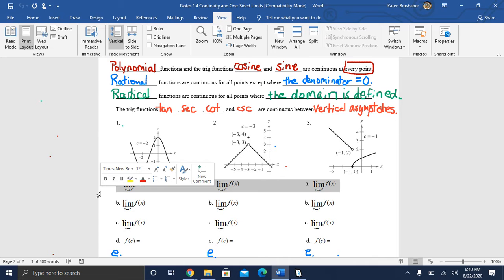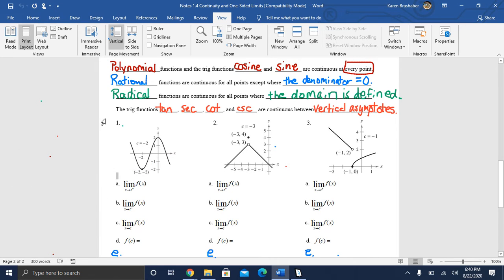And then finally, your trig functions, tangent, secant, cotangent, and cosecant, those are all continuous between their vertical asymptotes. So you'll need to know a little bit about where those functions have those vertical asymptotes.